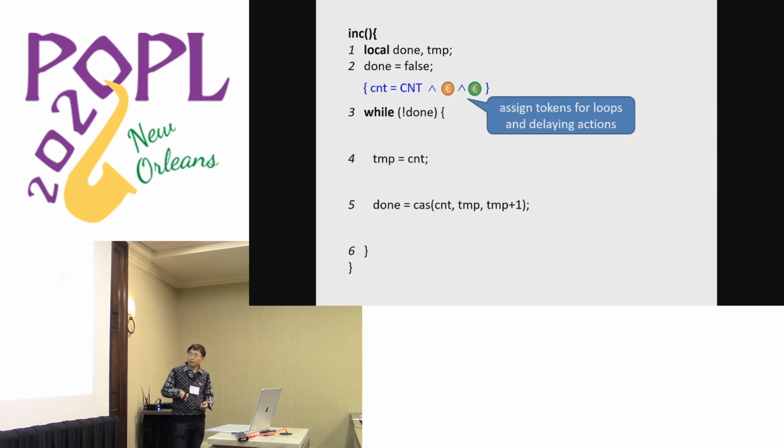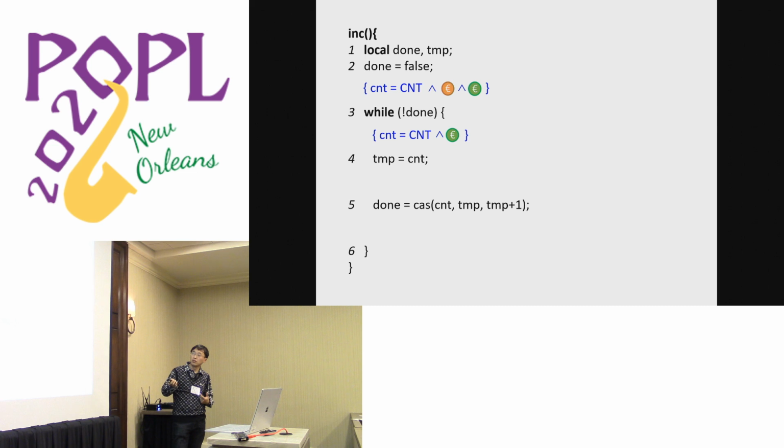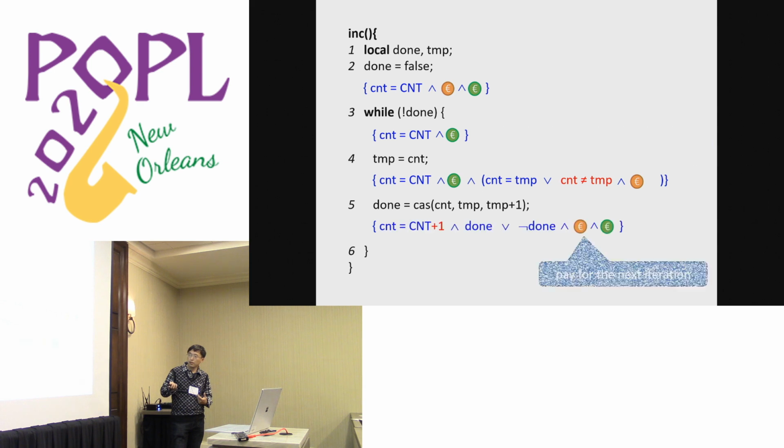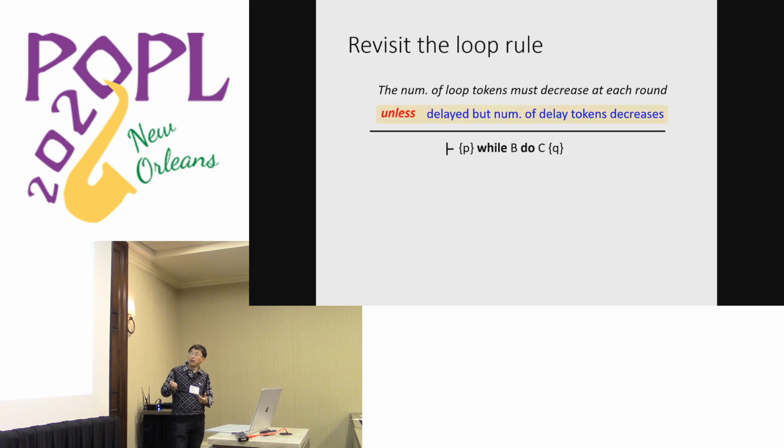And actually, we could do this Hoare-style reasoning by encoding this token idea. Let me just skip the detail here. So then we could refine this loop rule. We require that the number of loop tokens must always decrease at each round of the loop, unless it is delayed, then the number of delay tokens has to decrease.